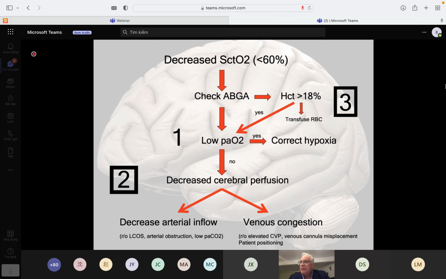What I recommend is the first thing to do is to check a blood gas. If you have a low PaO2, you would correct the hypoxia, obviously. If you have a hemoglobin value that is under 8%, you would transfuse RBCs. And if these two components are normal, then you would make the assumption that you have decreased cerebral perfusion. And cerebral perfusion can be decreased for two reasons.